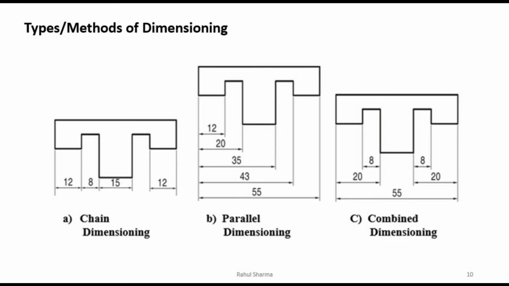Now in these diagrams it is very clear, like in chain dimensioning all the dimensions come in a continuous series of dimension lines. In parallel all the dimension lines are parallel to each other having a common extension line. Now in the combined, here you can see we have done the dimensioning using the chain method, then we have followed the parallel, and then again we have proceeded with the parallel dimensioning.